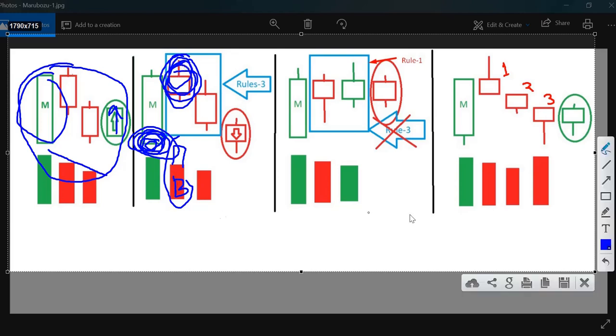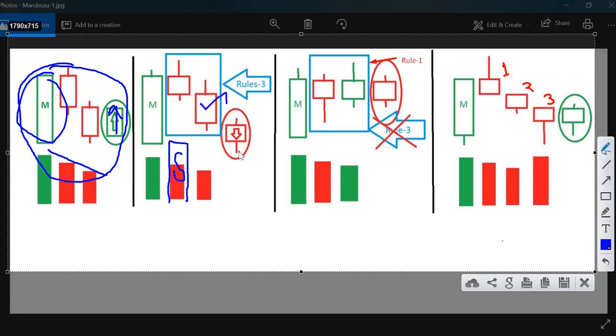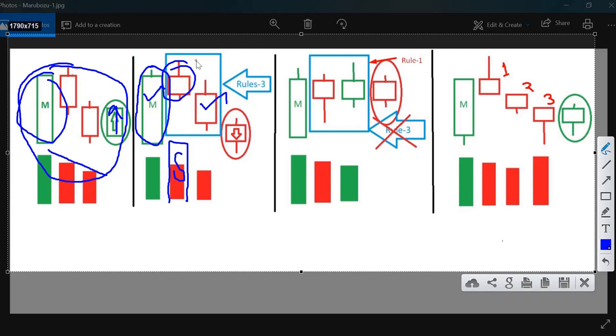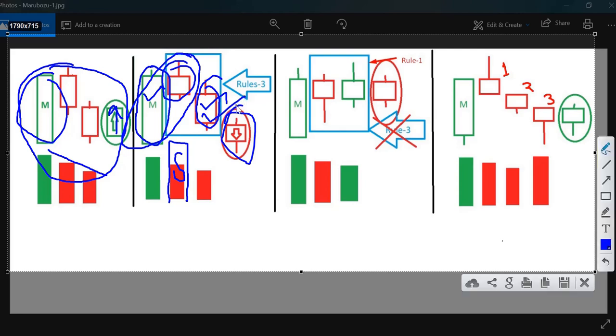That's why sellers invisibly increase their volume here, right? That's why this candle is red. Okay, here actually Marubozu rules work. Marubozu rules work in this area, but Marubozu didn't work here. Here rule number 3 and rule number 1 work.